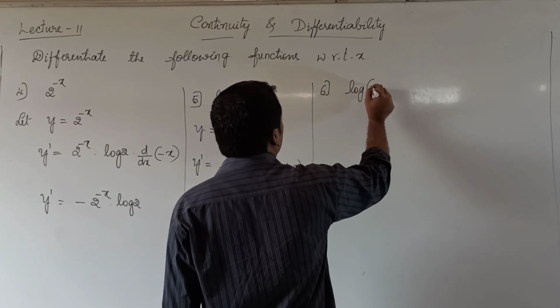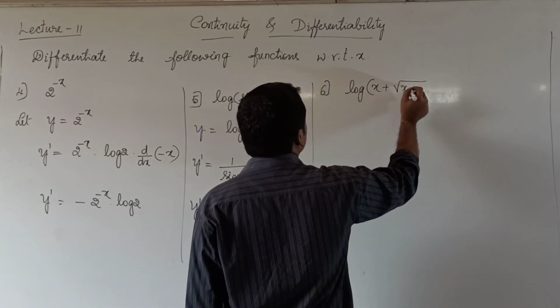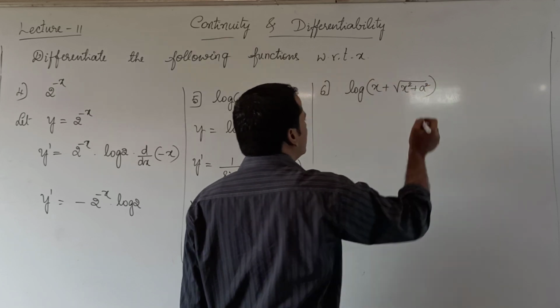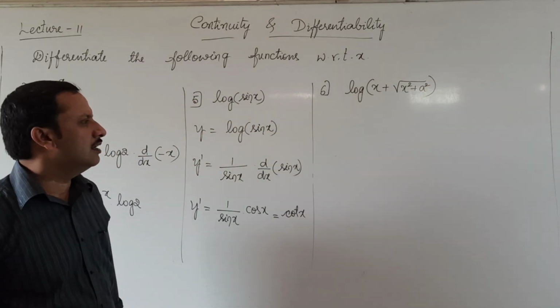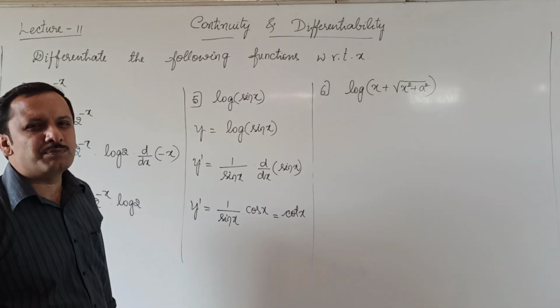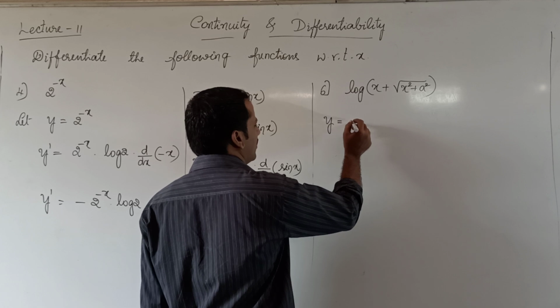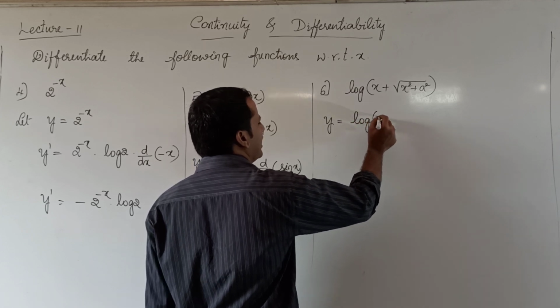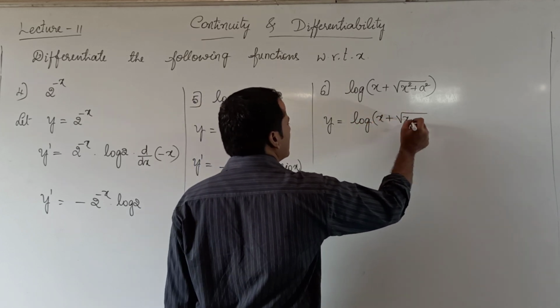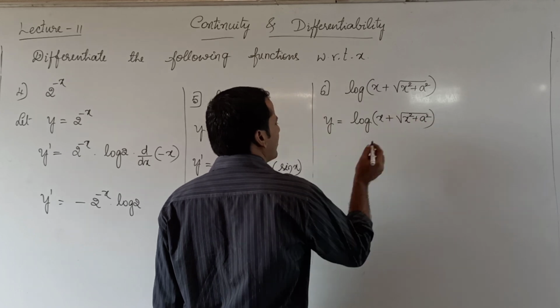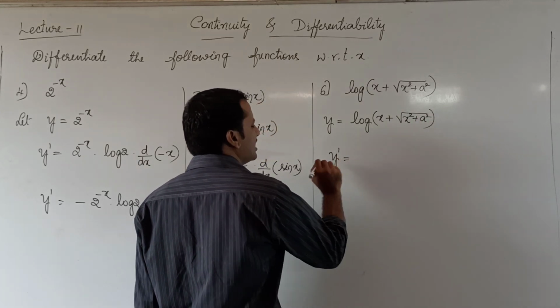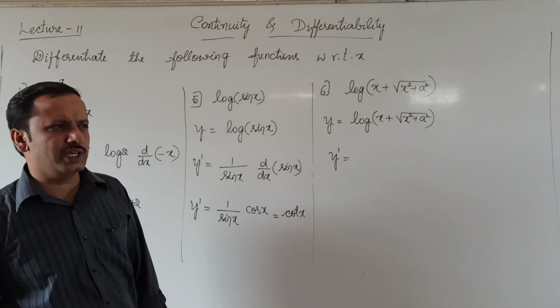Log of x plus root of x square plus a square. This is what I want to differentiate. Given function is log of x plus root x square plus a square. So as always, I will take this as y. Y equal to log of x plus root of x square plus a square. Now y dash is equal to, I want to differentiate this.